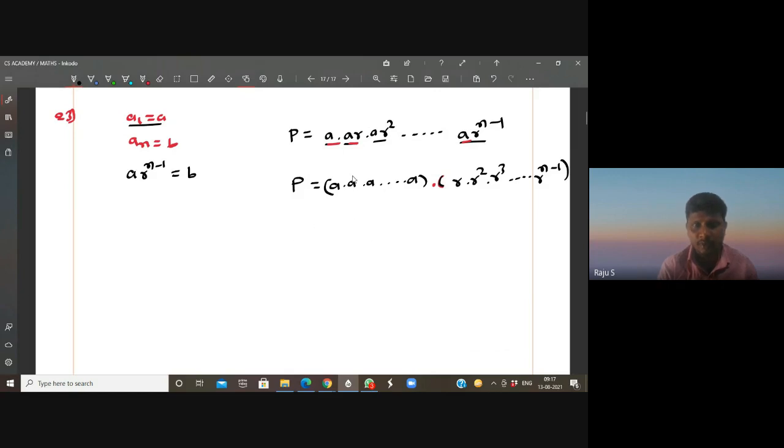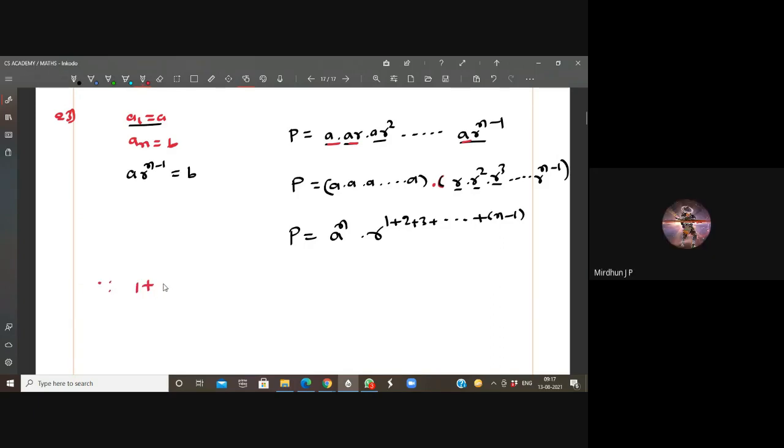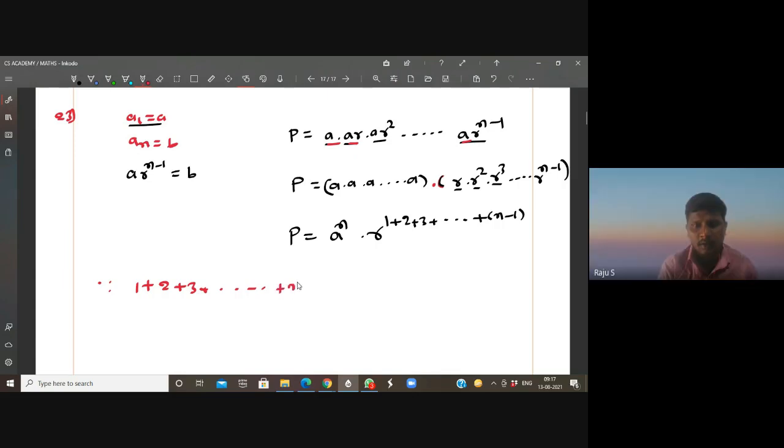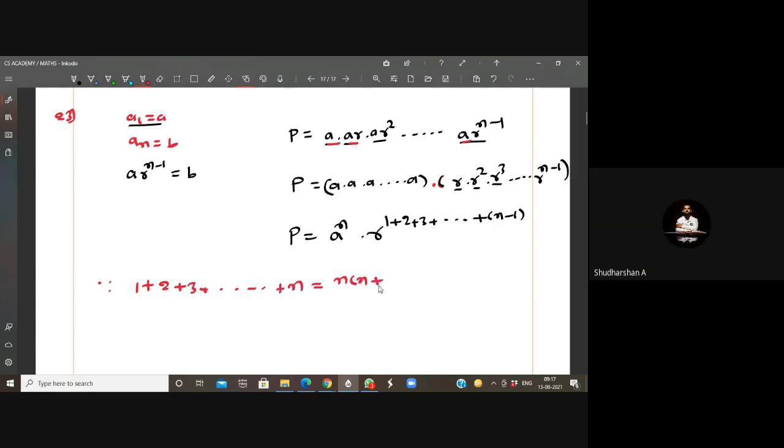So now P is equal to A into A into A repeated n times. Shall I write A power n? Okay, students. When the base is the same, we need to add the powers. Shall I write 1 plus 2 plus 3 plus so on plus n minus 1? Since we know the sum of n terms is n into n plus 1 by 2, R power till n.